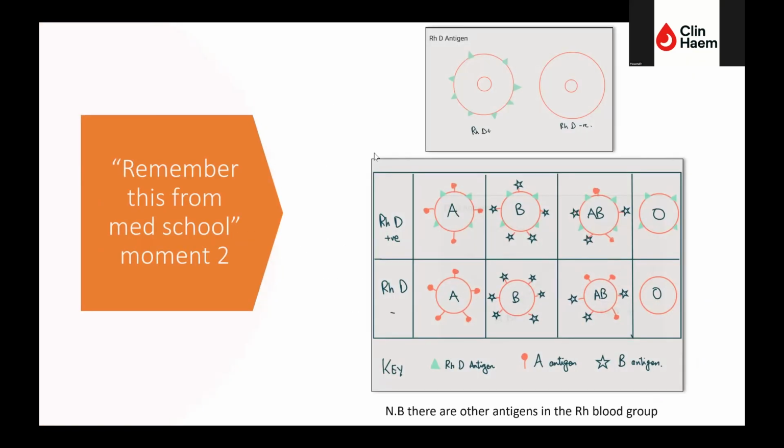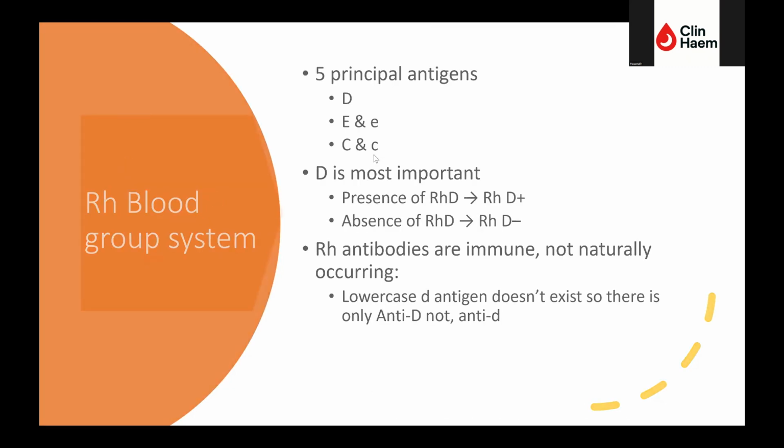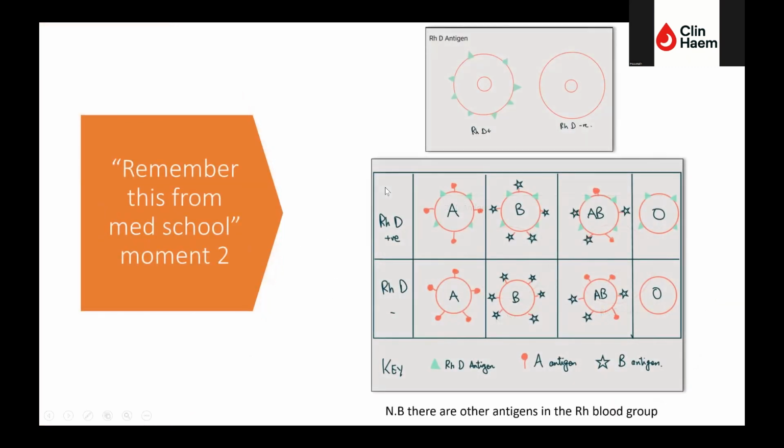Now, this is just another diagram to explain the same thing. If someone is RHD positive, this means on their red blood cells there are RHD antigens, and if they are RHD negative, their red cells lack the RHD antigen. If we combine ABO and RH together, a person who has blood group A RHD positive would have A antigens and RHD antigens on them.